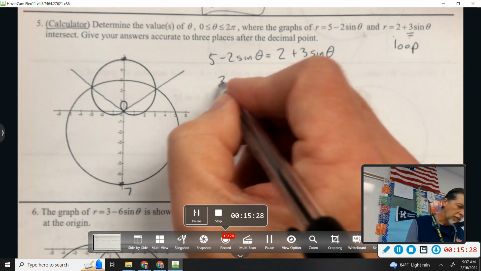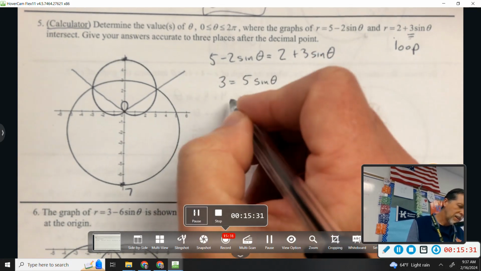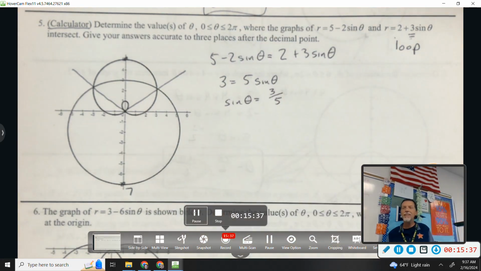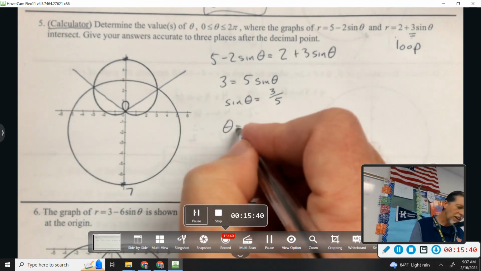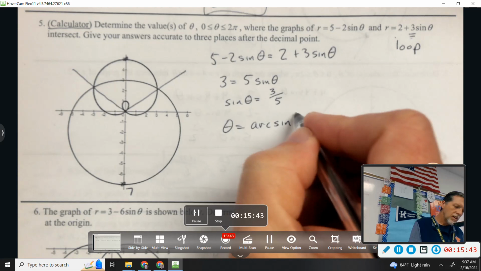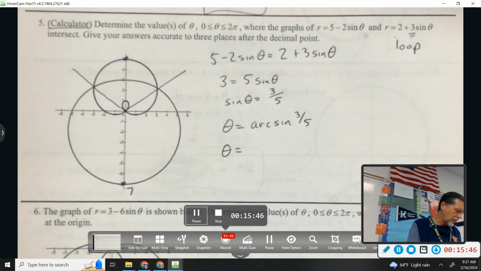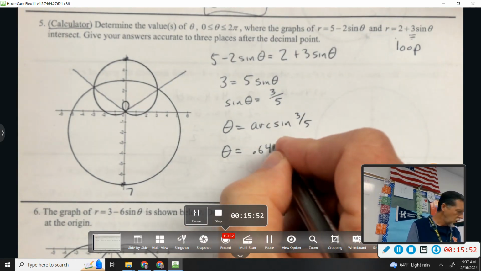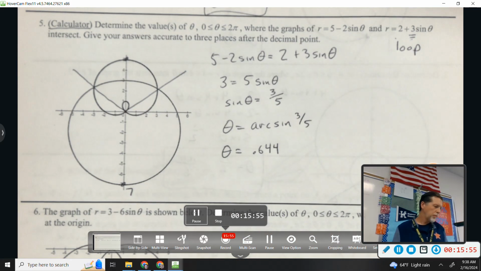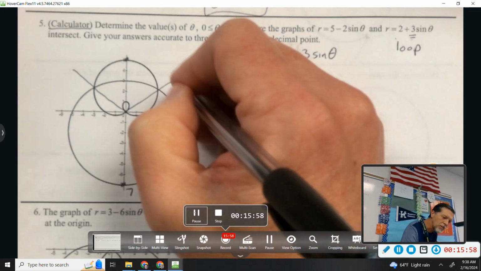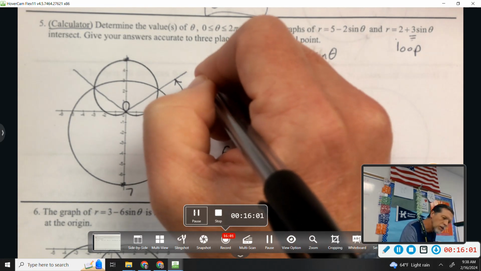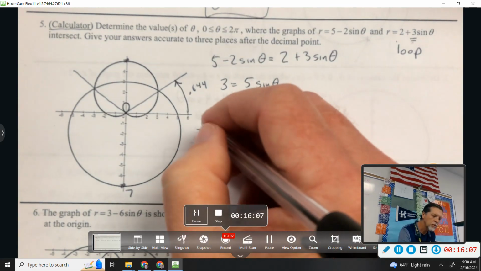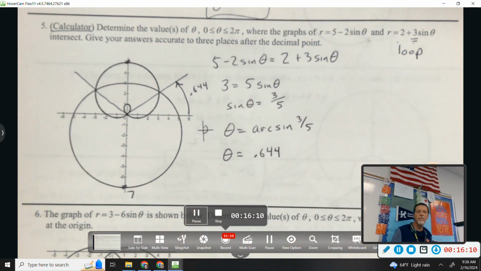So let's see. So 3 equals 5 sine theta. Sine theta equals 3/5. Okay, that's not a unit circle thing. So arc sine of 3/5, that'll give me the easy answer. But that's the first answer, 0.644. Because arc sine always comes from 1 or 4. But there's another angle over there in the second quadrant.